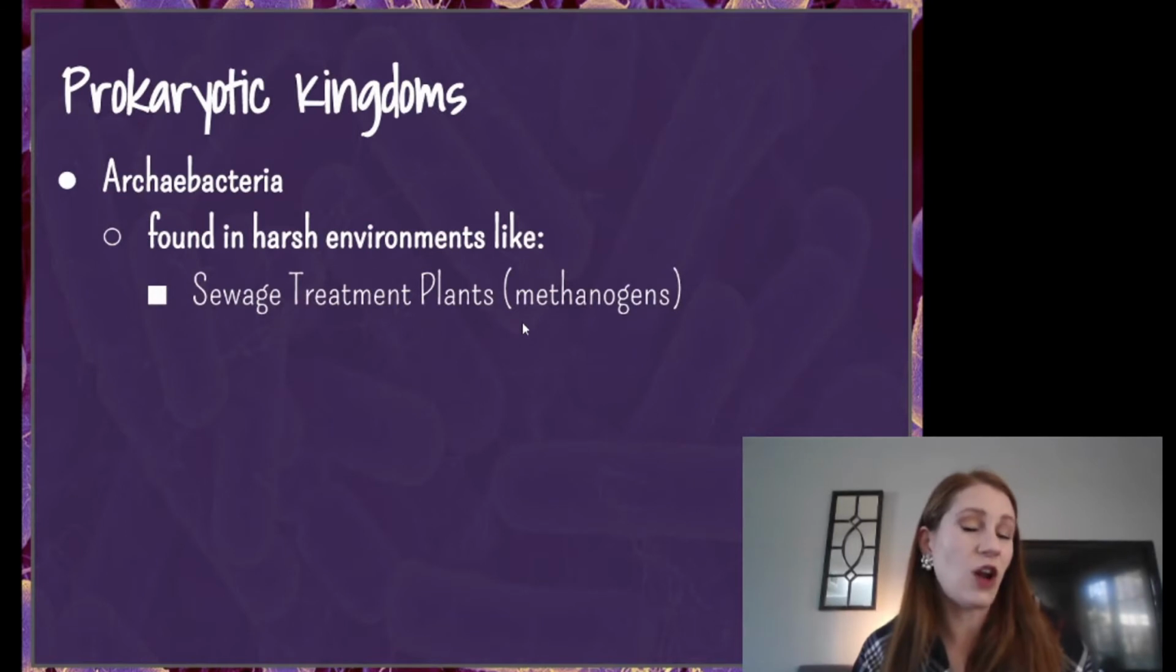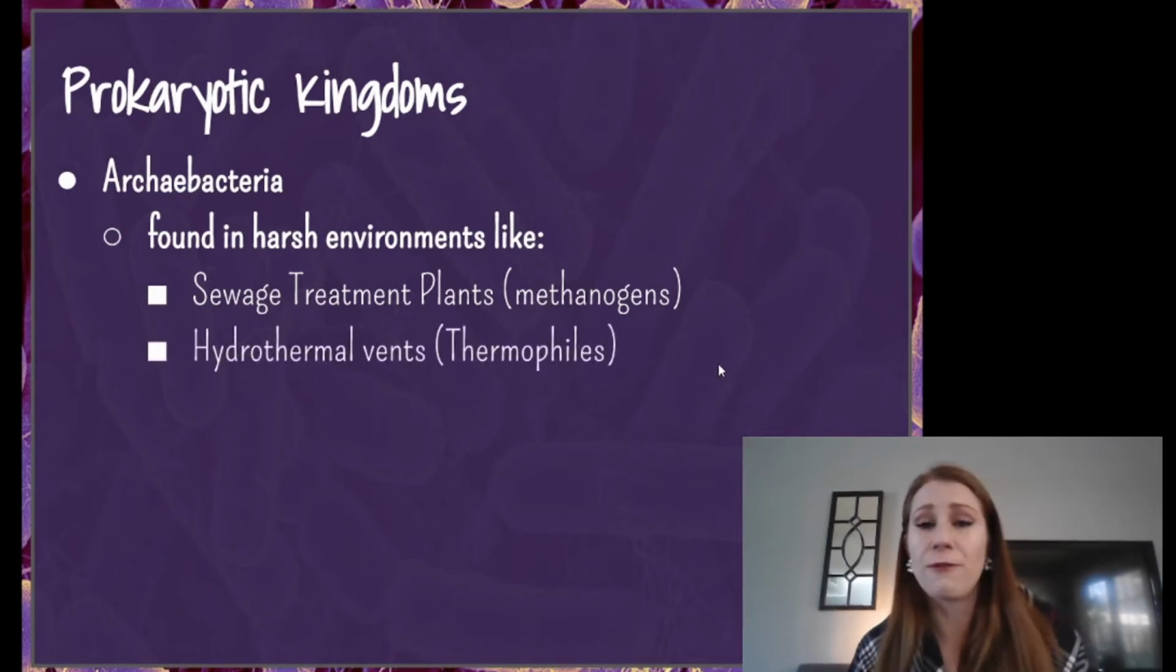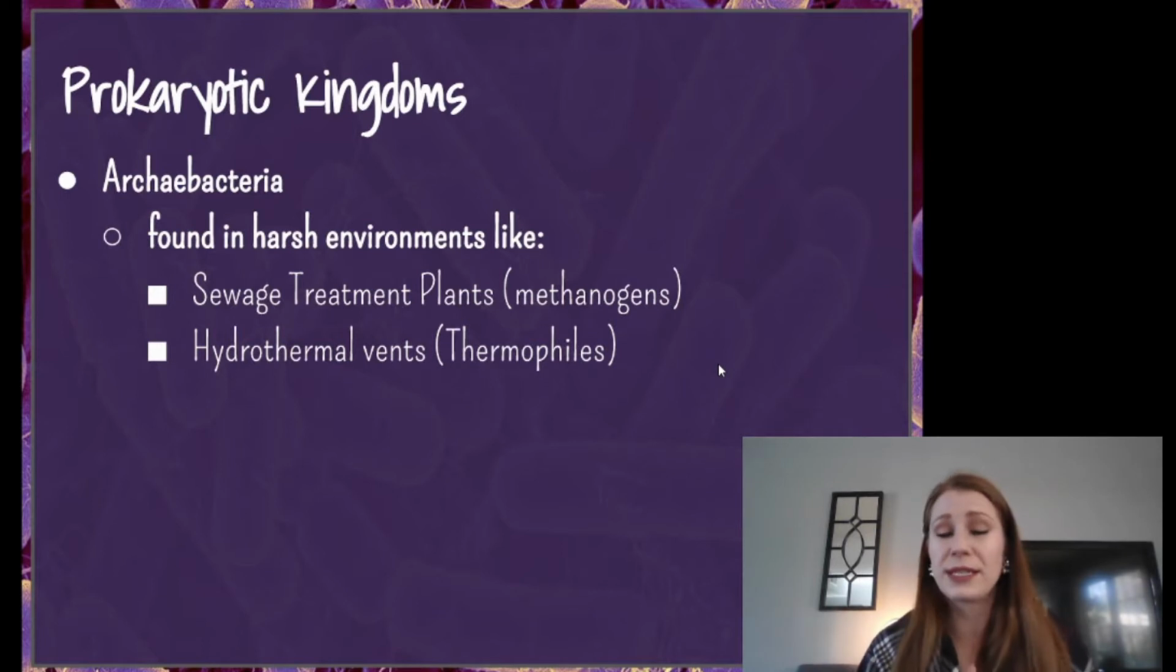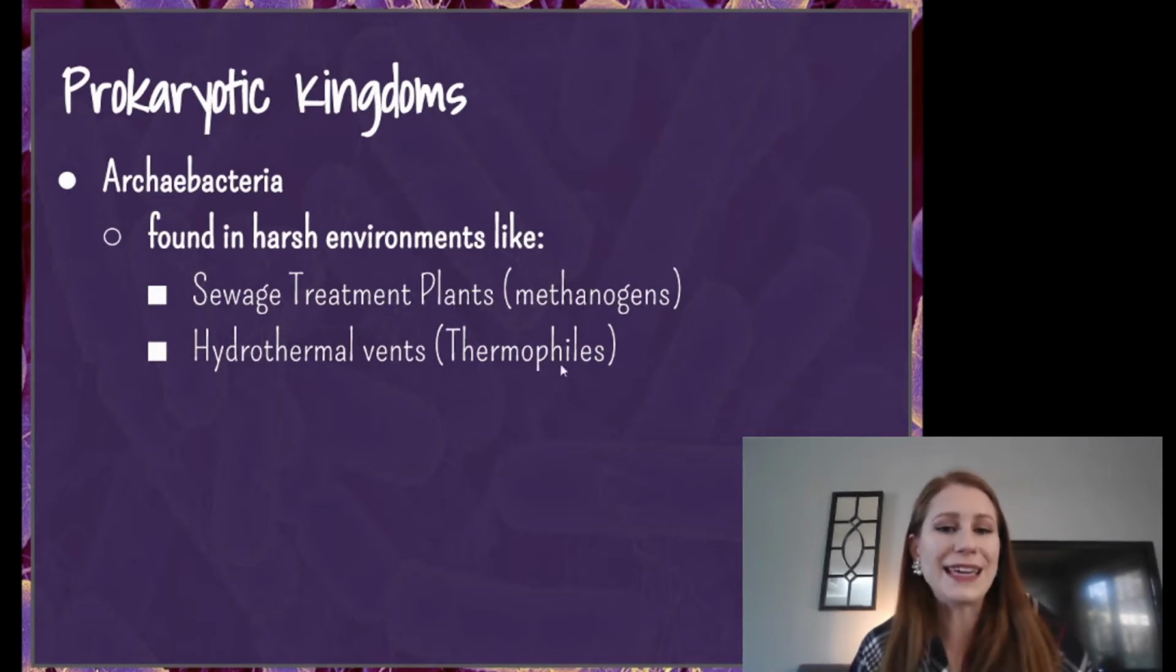They do not need oxygen to survive, so they can live in really, really crazy environments where oxygen just isn't. We can find them in hydrothermal vents where they're really, really hot environments where we would cook alive, but these bacteria can thrive, and they're called thermophiles or heat lovers. That's what thermophile means.